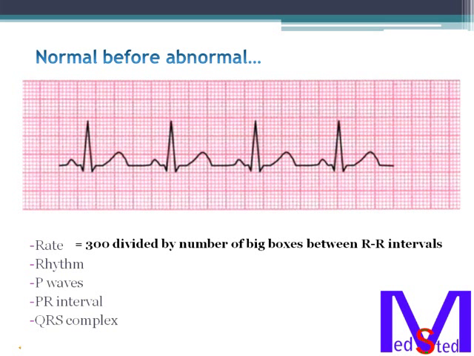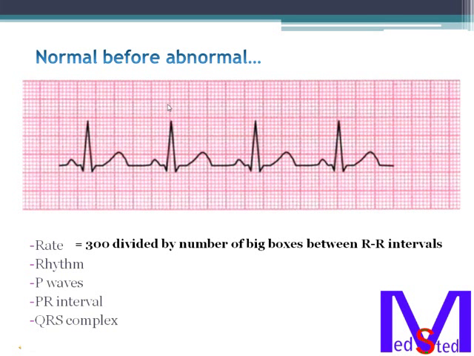Now, let's analyze the rhythm. Is it regular or irregular? Again, let's measure the distances between R waves. This time, we will keep in mind the distance between successive R waves, if they are same or not. Here, we find that successive R waves are at equal distance, so there is normal rhythm.